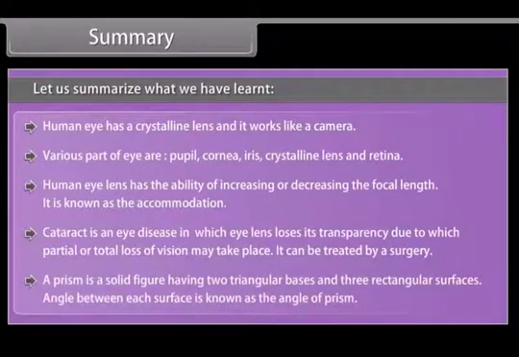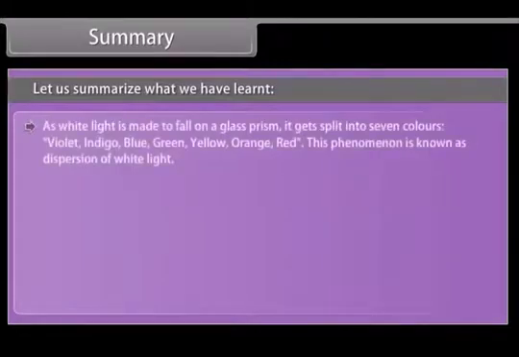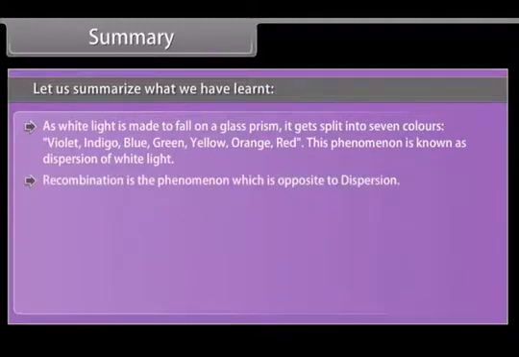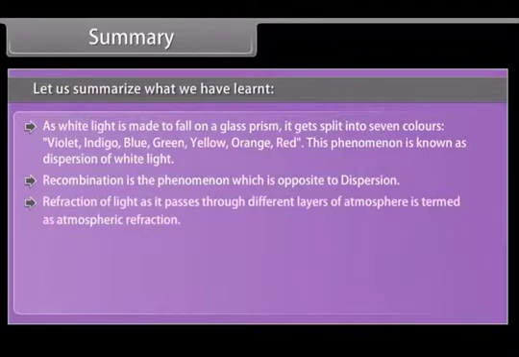A prism is a solid figure having two triangular bases and three rectangular surfaces. The angle between each surface is known as the angle of prism. As white light is made to fall on a glass prism, it gets split into 7 colors: violet, indigo, blue, green, yellow, orange, red. This phenomenon is known as dispersion of white light. Recombination is the phenomenon which is opposite to dispersion. Refraction of light as it passes through different layers of the atmosphere is termed as atmospheric refraction.